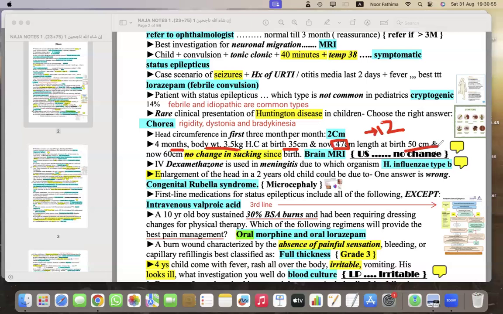And length is 50 centimeters. Now, in 4 months, he has grown 10 centimeters. No change in sucking since birth. So, the correct answer here is you will do brain MRI to check what's the problem with the child.